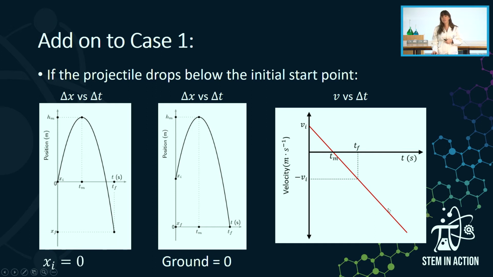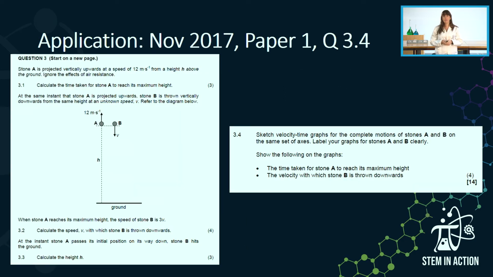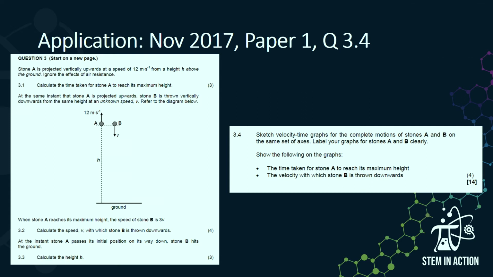And then it continues down, so it continues increasing its velocity and accelerating further. And we know that our acceleration graph will look the same as what we have looked at previously, as it is still a projectile under gravitational acceleration. Now let's have a look at some application questions. We'll start by having a look at November 2017, Paper 1, question 3.4.